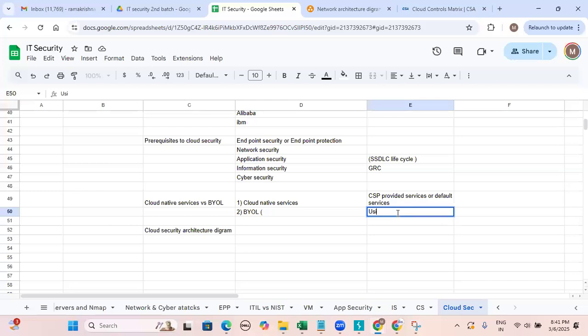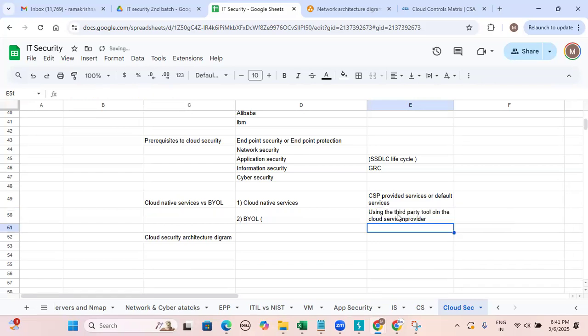Using a third party tool in the cloud service provider. Then maybe you can ask, what is the advantage? Okay, whatever cloud service provider we are utilizing, maybe we are purchasing from so and so, Palo Alto or FortiGate or maybe IBM or maybe EDR and so on. But what is the advantage for Amazon? What is the advantage for Google? Or what is the advantage for Azure? In between Amazon and Palo Alto, in between Azure and Palo Alto, in between Google Cloud and Palo Alto.